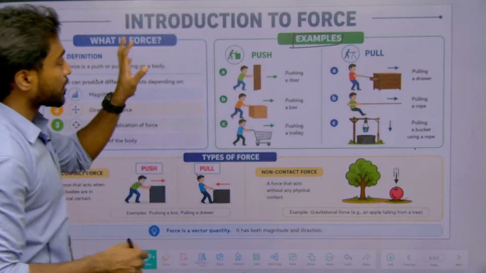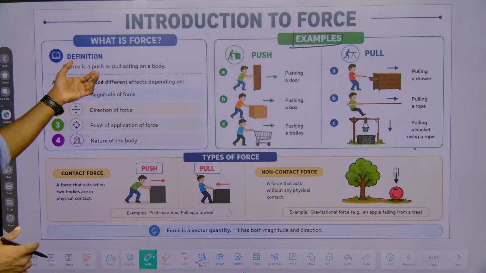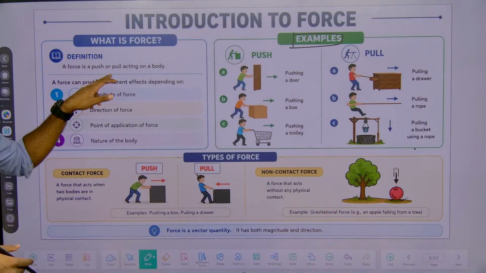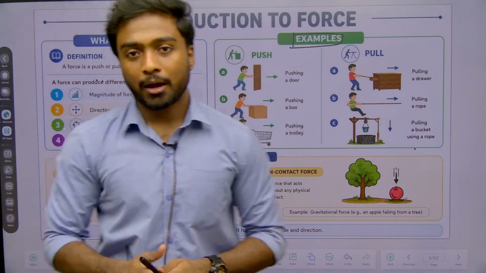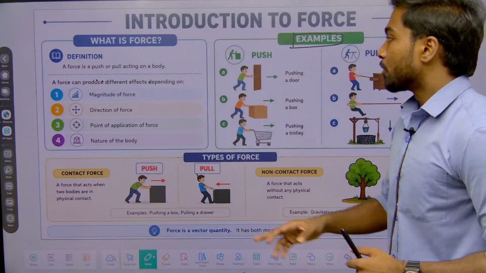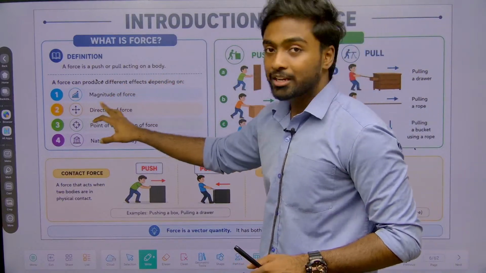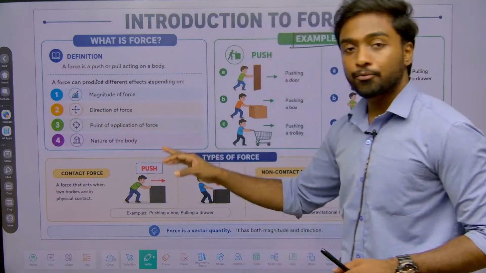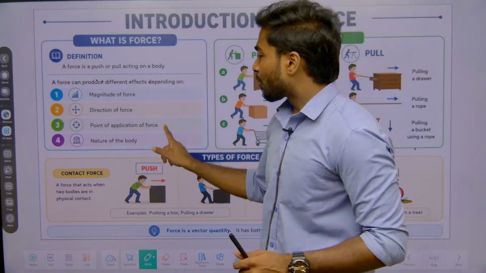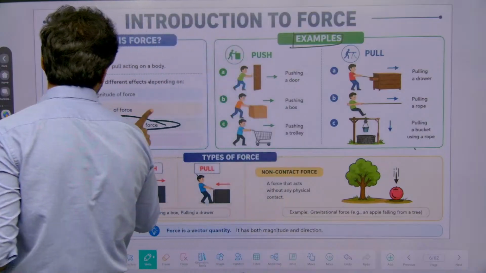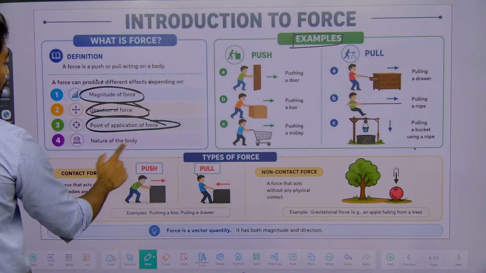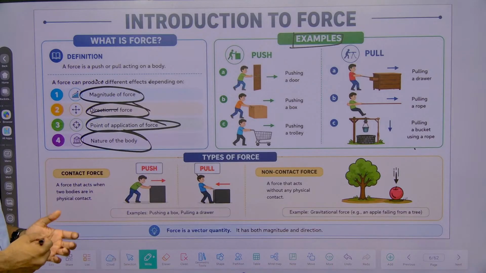So, introduction to forces. The definition: a force is a push or a pull acting on a body. Force can produce different effects depending on the magnitude of force, direction of force, point of application of force, and nature of the body.